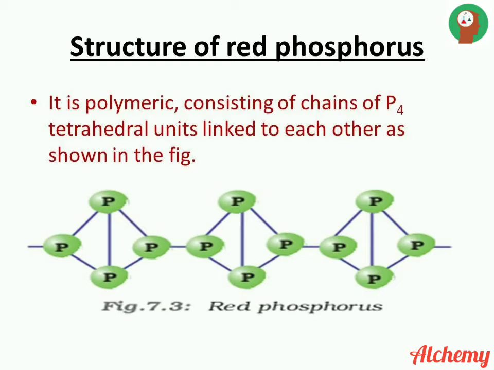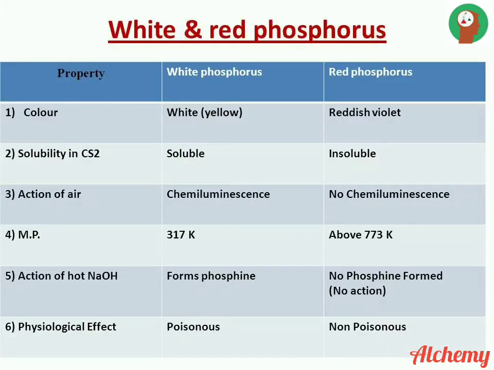Red phosphorus is polymeric, consisting of chains of P4 tetrahedral units linked together as shown in the figure. A comparative study of physical and chemical properties of white and red phosphorus is given here.